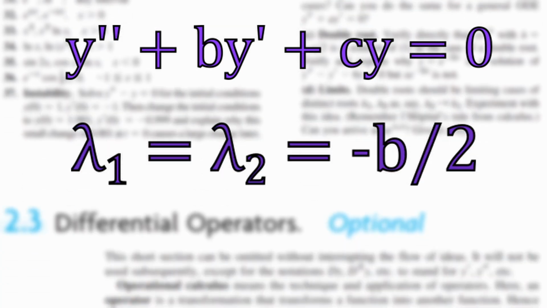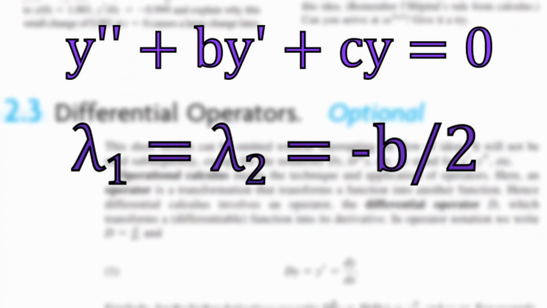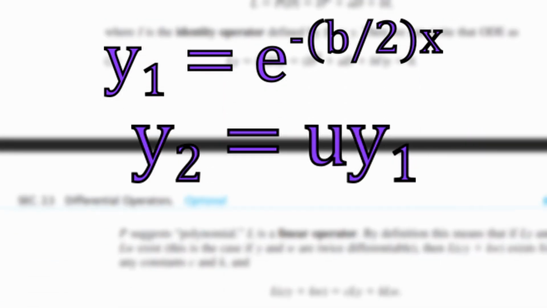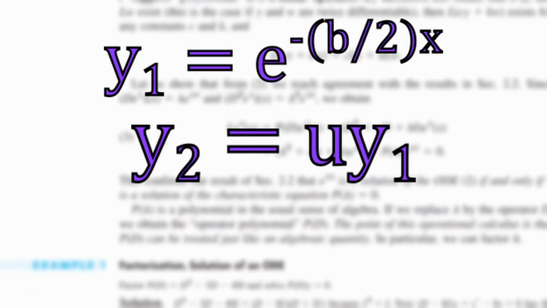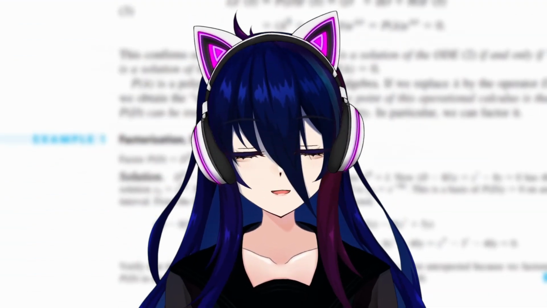In this case, lambda 1 and lambda 2 are both equal to negative b over 2. This implies that y1 equals e to the negative b over 2 times x. Then, if we let y2 equal u times y1, where u is a function, we can go ahead and solve and figure out exactly why this works. But again, I'll leave that to you.